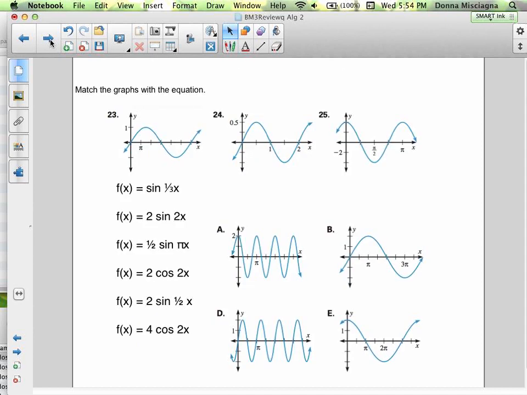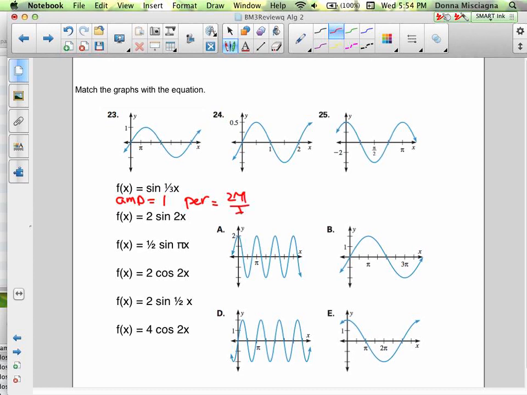All right, we're going to match the graphs with the equations. Sometimes we have one period and sometimes we have more. Let's identify, there's no shifts on these, just amplitude and period. The first one, the amplitude is 1. The period is 2 pi divided by 1/3. That is 6 pi.